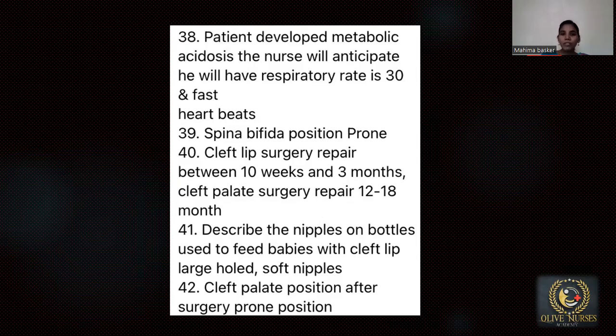Okay. So spina bifida position. What is the position? Prone position, because of the back part. The spine has a pouch-like protrusion. So for a spina bifida patient, you have to put the patient in prone position.